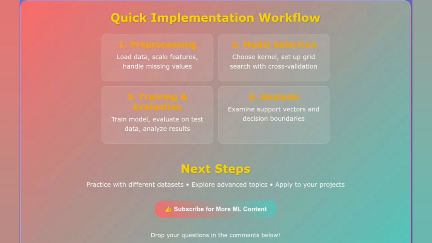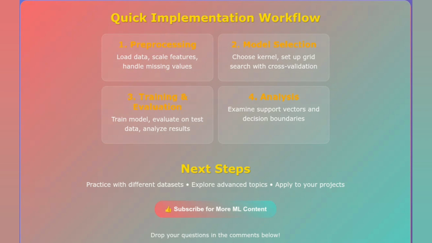While we won't code today, here's the typical workflow. First, load and explore your data. Then pre-process by scaling features and handling missing values. Split your data into training and testing sets. Choose an appropriate kernel. Start with RBF for nonlinear problems. Use grid search with cross-validation to find optimal C and gamma parameters. Train your model and evaluate on test data. Finally, analyze support vectors and decision boundaries to understand your model's behavior.